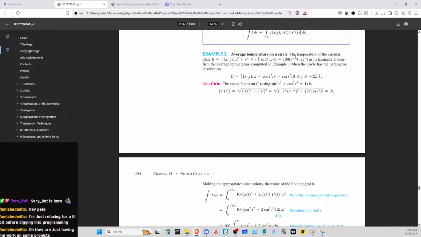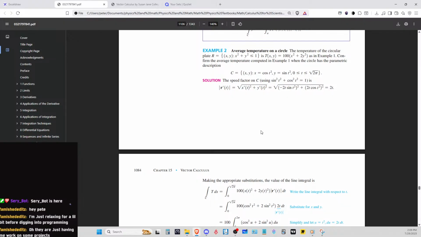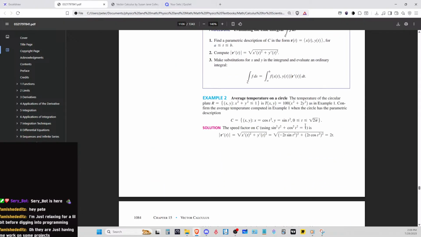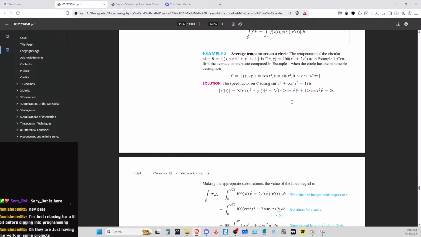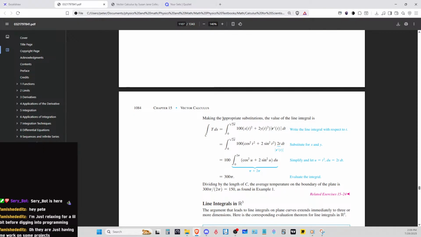So we got an average temperature of a circle, and this is x and this is y, and I'm thinking we have to take the derivative of these with reference to t. So I'm guessing that's what we need to do. Then we have to do this first, because it says calculate this, and then put it in the equation here. Begin the appropriate substitution.